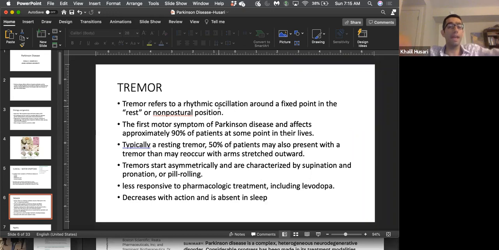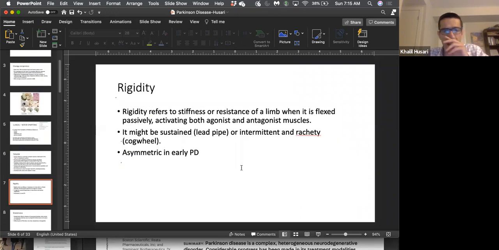However, 50% have the tremor after they outstretch their arms, and it starts asymmetric. It's either supination, pronation, or pill rolling as well. It decreases with action. The Parkinson's disease tremor is absent in sleep, so it goes completely, right? And the other thing is that it's a little bit less responsive to levodopa. Sometimes we try anticholinergics if it is tremor predominant. Okay, so that's tremor. Now, what's rigidity?